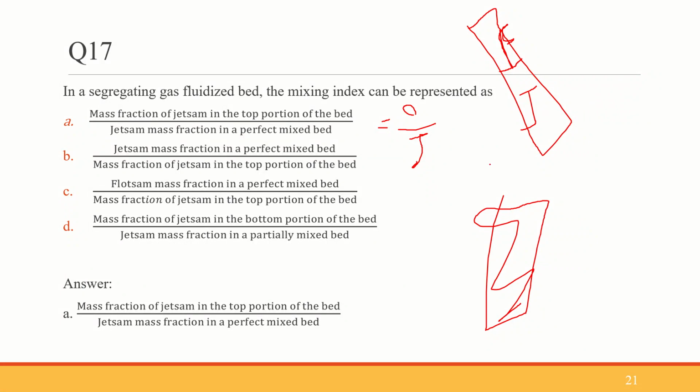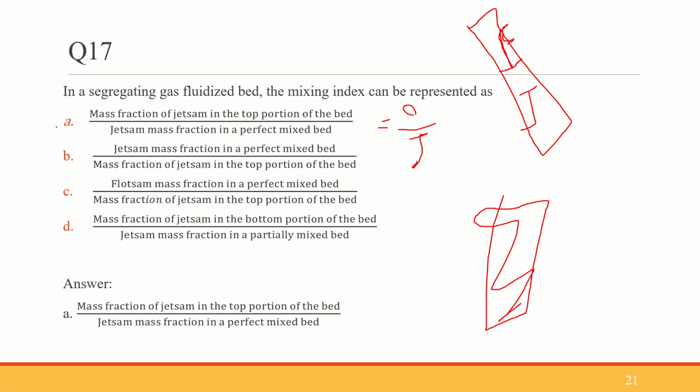If it is a segregated bed, we do not have jetsam in the top portion, so the numerator becomes 0. Whereas if it is a completely mixed bed, the numerator and the denominator would be the same. Mass fraction of jetsam in top portion of the bed is the same as the jetsam mass fraction in a perfectly mixed bed. So that time it becomes 1. If it is 1, it is a completely mixed bed. If it is 0, it is a completely segregated bed.